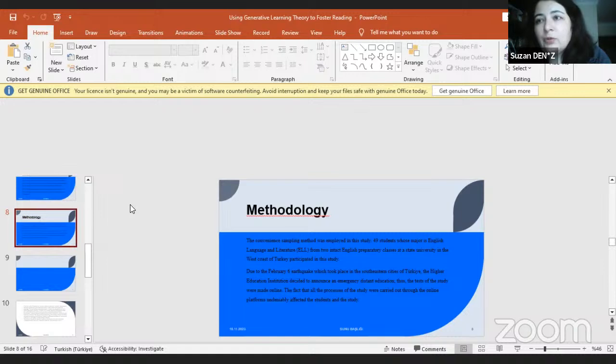And I should also note that while we were composing the study with my colleagues, the earthquake had not happened, and we were preparing ourselves for traditional face-to-face education. So the fact that the emergency online education took over sort of affected the results.